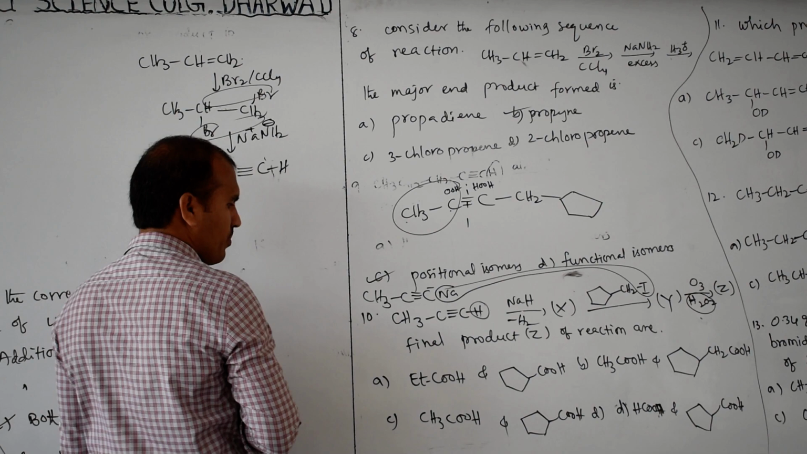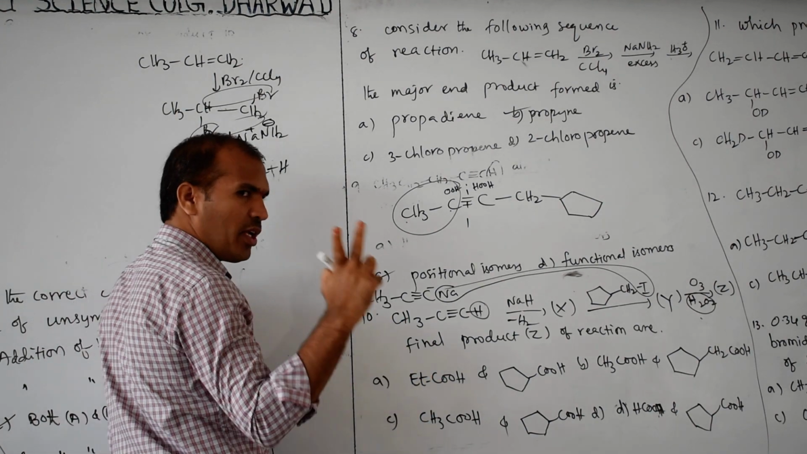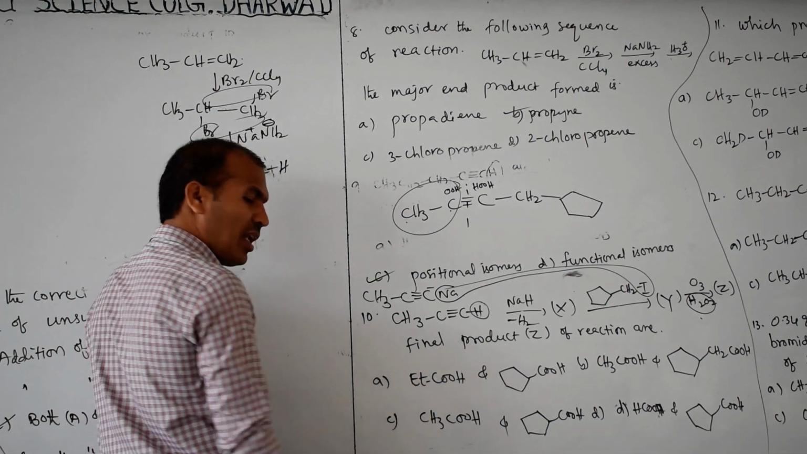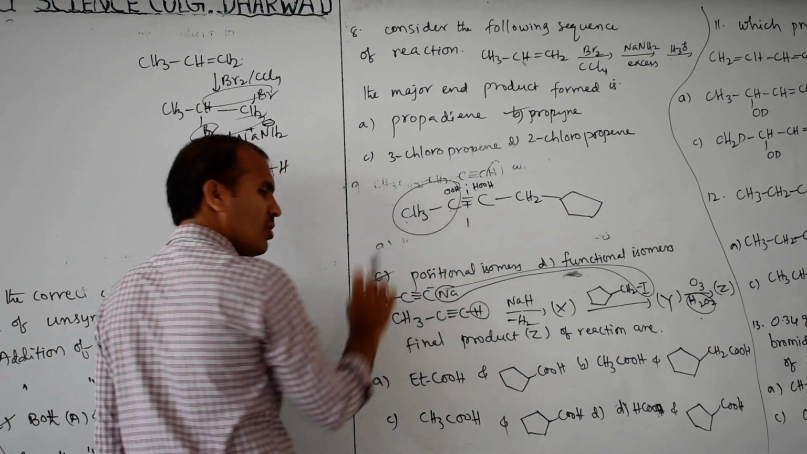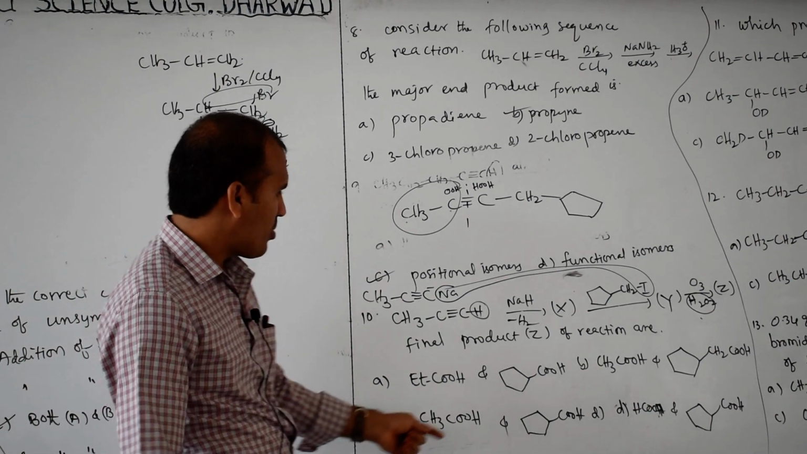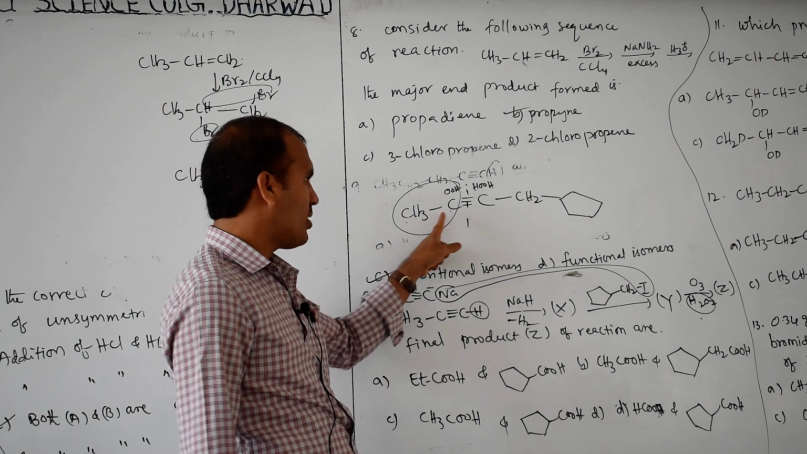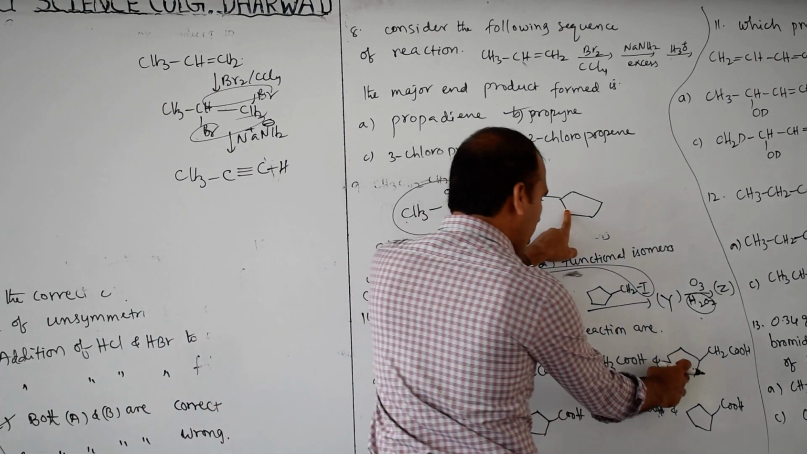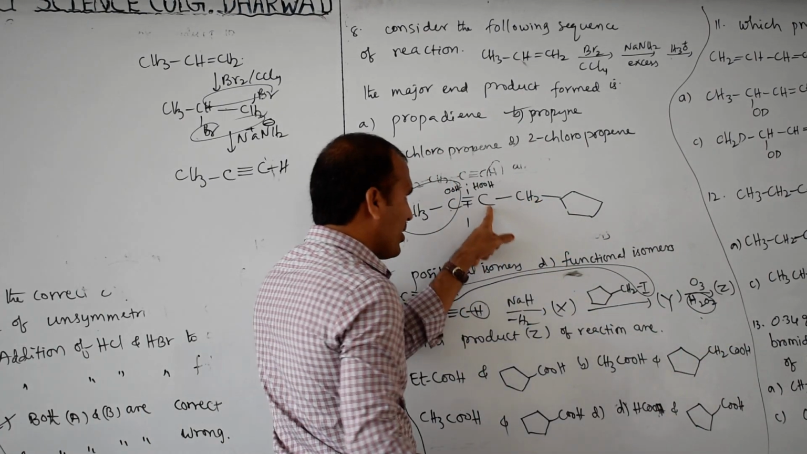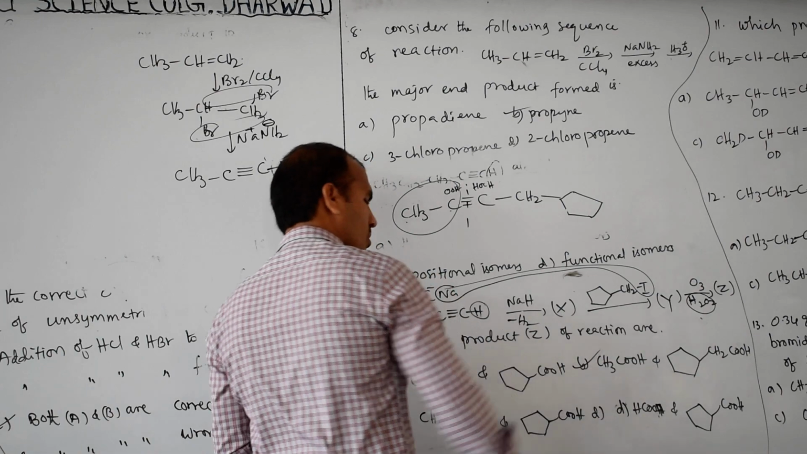CH3COOH. Which option is there? Here how many carbons? 3 carbons. Ethyl means how many? 2 and 1. Total, how many carbons are there? 1, 2 only. Then B option. CH3COOH is there. Then next, ring CH2 is converted to which one? COOH. Correct? Correct. Then B option is correct.